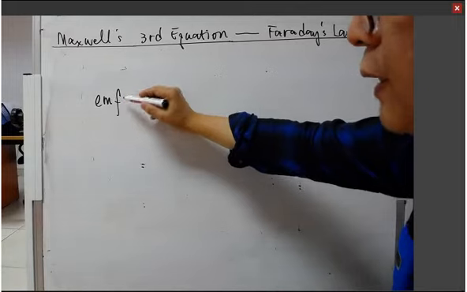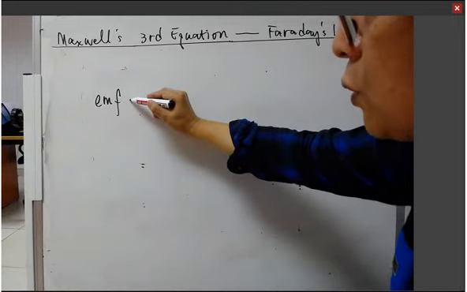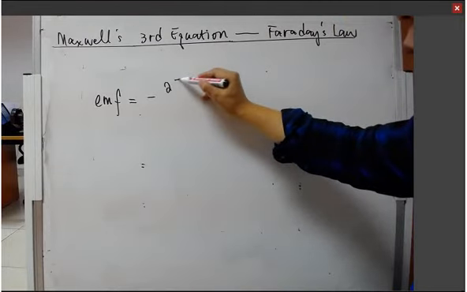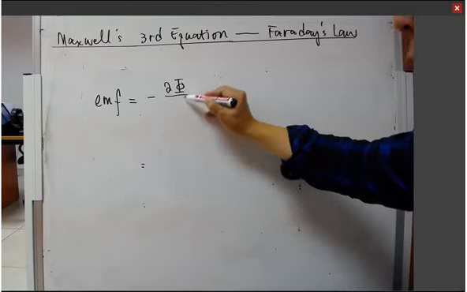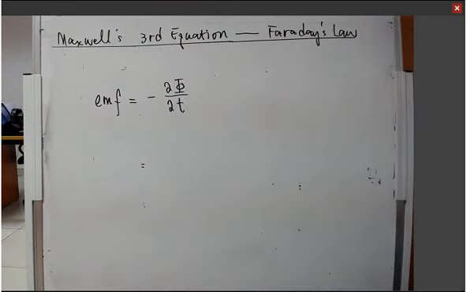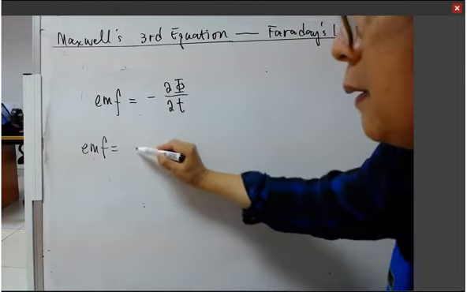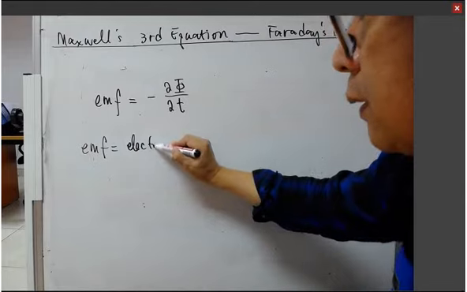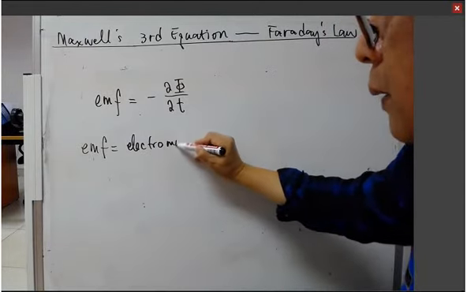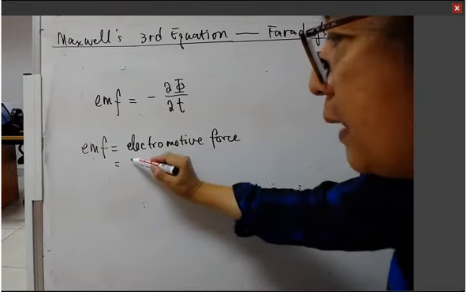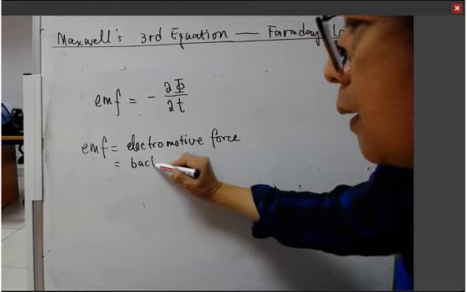By Faraday's law, the EMF, which is also called back EMF, is equal to the derivative of the flux, where flux is the magnetic flux, with respect to time. And the EMF here is the so-called electromotive force. This is also called back EMF.